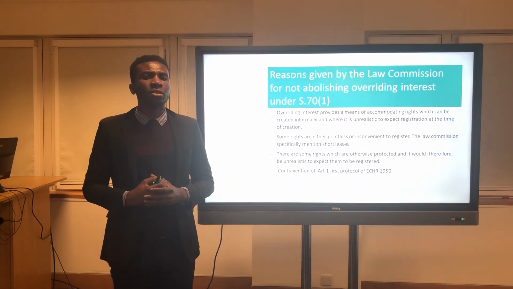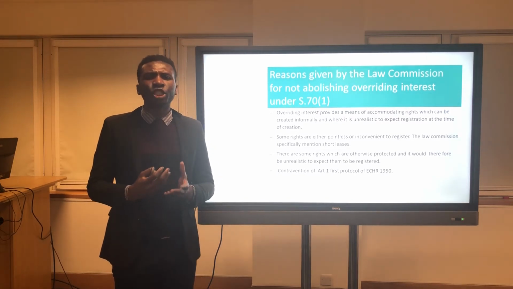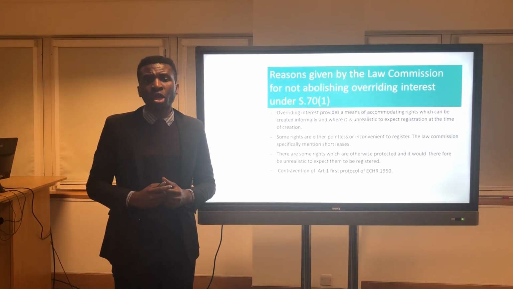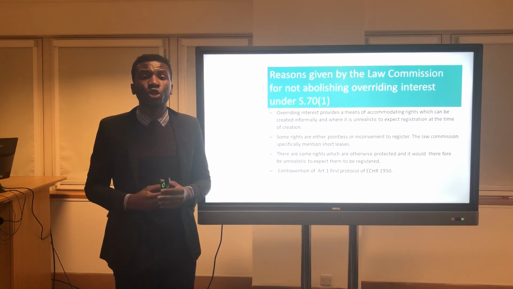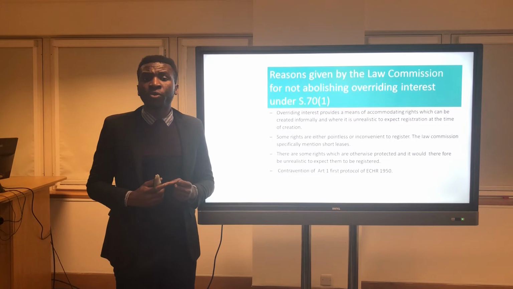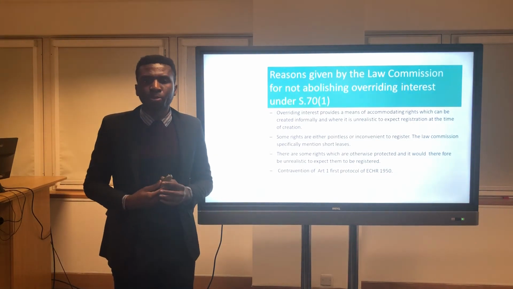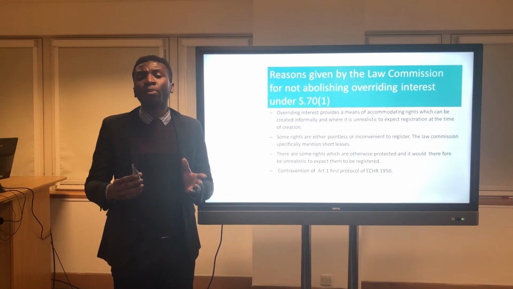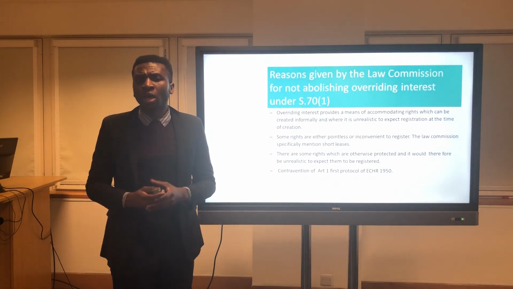The Law Commission gave reasons for not abolishing overriding interest under Section 70, subsection 1. The reasons being, overriding interest provides a means of accommodating rights which can be created informally and where it is unrealistic to expect registration at the time of creation. Also, there are some rights that are pointless or inconvenient to register, for which the Law Commission specifically noted short leases. Also, there are rights which are otherwise protected, and it would therefore be unrealistic to expect them to be registered, for example the local land charges, which are registered at the local land charges register. Importantly, the Law Commission noted that a wholesale abolition of overriding interest might contravene Article 1 of the European Convention on Human Rights, which is the right to peaceful enjoyment of property.